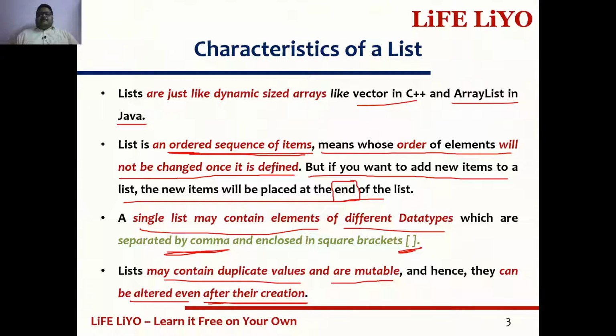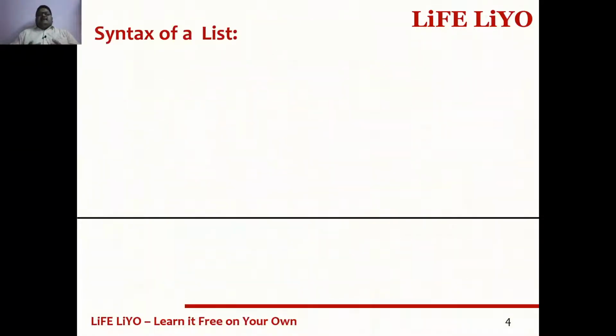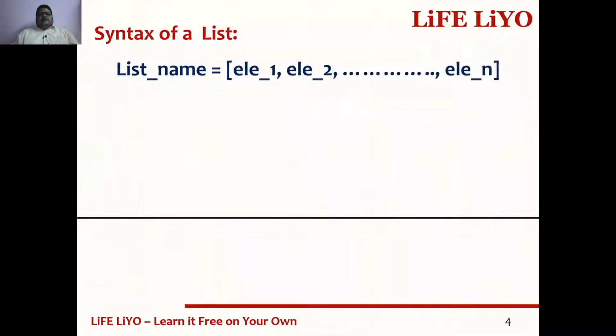That is the main important property of a list. Then, what is the syntax for creating a list? We are saying that a list is nothing but a collection of various elements of different data types under a single variable name. So, a single variable name, that is the list name, assignment equal to, all the elements separated by commas and kept inside the square braces. So this is the syntax of the list.